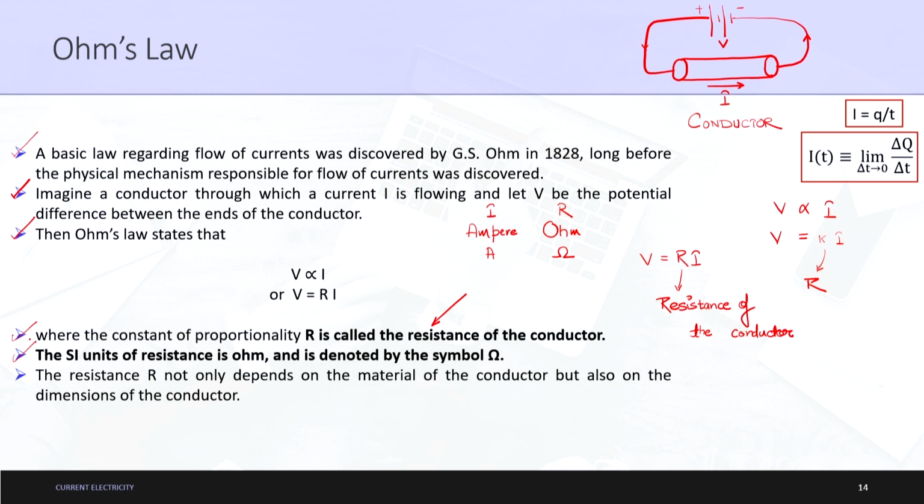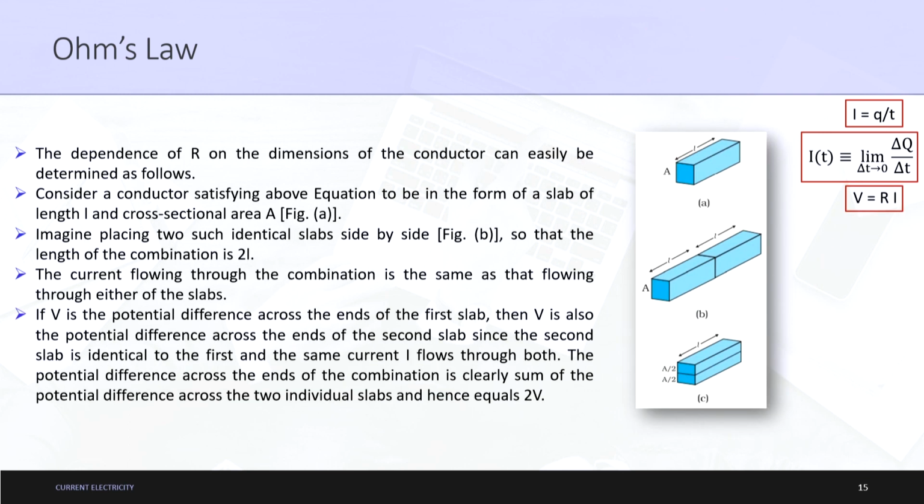Next, the resistance R not only depends on the material of the conductor but also on the dimensions of the conductor. How it depends on the material of the conductor and also the dimensions of the conductor will be dealt with in subsequent slides, but for now you just need to remember that it not only depends on the material of the conductor, it also depends on the dimensions of the conductor, such as length, area, etc. Okay. So, these are the initial statements of Ohm's law. Let us move on to further discussions.